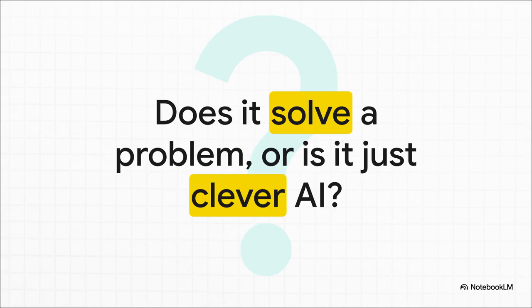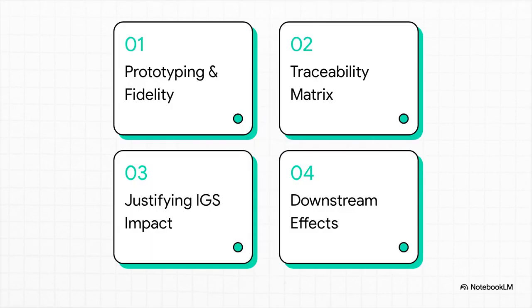A prototype only earns a spot in your final capstone proposal if the design decisions are deeply traceable, the impact is actually justified, and the downstream effects have been thoroughly weighed. We aren't just making shiny tech for the sake of it here. We are designing rigorous, evidence-based solutions. Here is our roadmap for today. We're covering 4 main pillars: prototyping and fidelity, the traceability matrix, justifying IGS impact, and finally, predicting downstream effects.